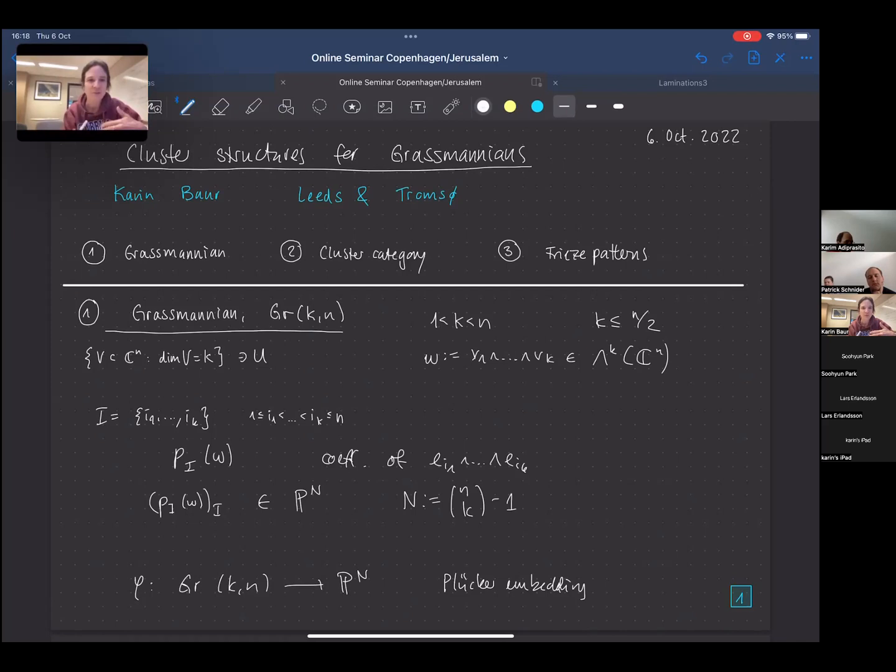So I will start by explaining what I mean by the Grassmannian, and then I will talk about what these cluster categories are. And in the last part, I will talk about this application to frieze patterns.